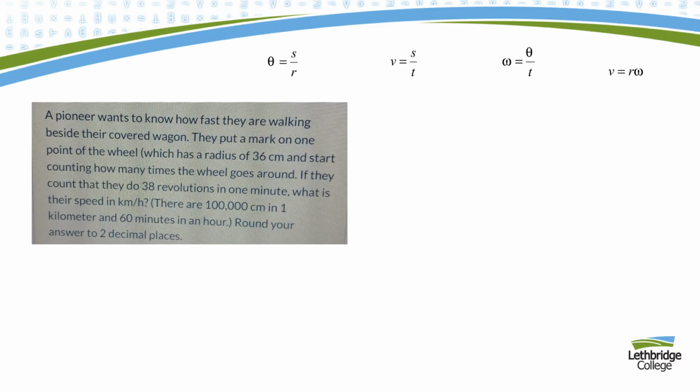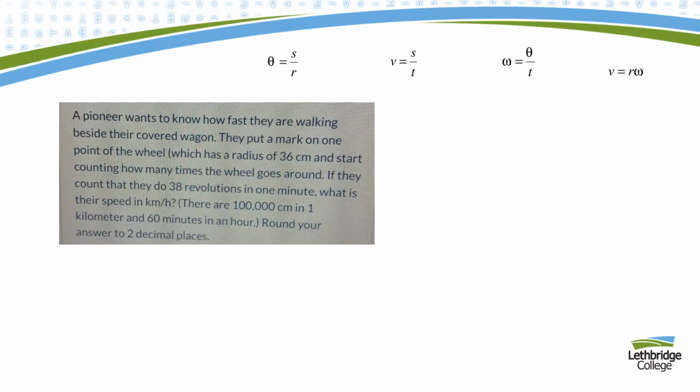All right, here's a good question, and it deals with angular speed, angular velocity, etc. A pioneer wants to know how fast they're walking beside their covered wagon. So they're wanting to know what their velocity is. That's what they're going for. So for sure, I'm going to need to use probably this formula. Well, we'll see. They put a mark on one point of the wheel.